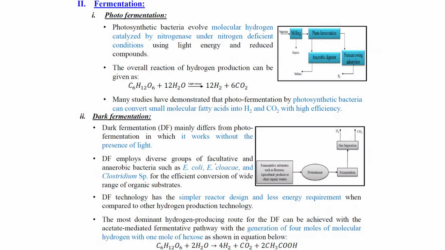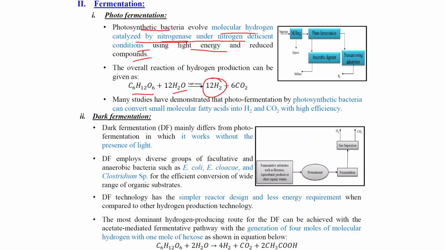Now coming on to fermentation, which is of two types: photofermentation and dark fermentation. Photofermentation is basically fermentation in the presence of light. Photosynthetic bacteria evolve molecular hydrogen catalyzed by nitrogenase under nitrogen-deficient conditions, using light energy and reduced compounds. So after photosynthesis, the glucose gets reduced to hydrogen in the presence of water by using nitrogenase bacteria or the nitrogenase enzyme in the presence of light.